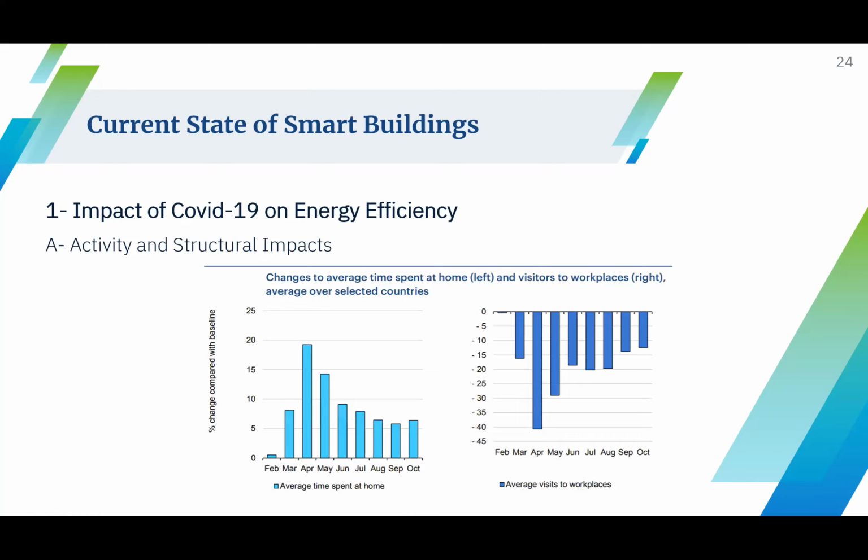We're going to talk about the activity and structural impact. We can see in these charts that on the left we have the time spent at home, and to the right we have the visitors to workplaces and the average time spent at home versus the workplaces. So the demand for electricity increases, and the energy consumed by residential ventilation systems increased. For example, the energy used for heating in Europe reached 40% higher than the electricity consumption in March and early April at the beginning of the COVID crisis.